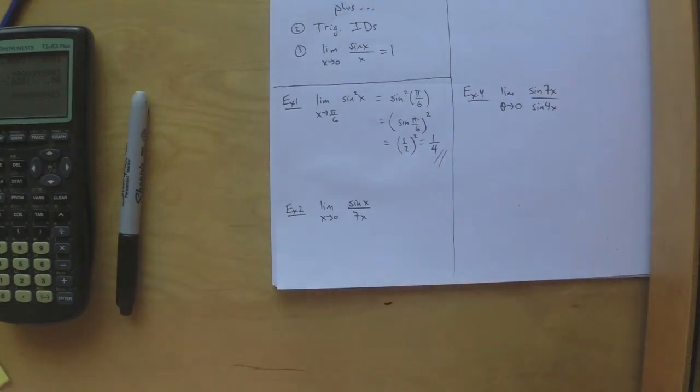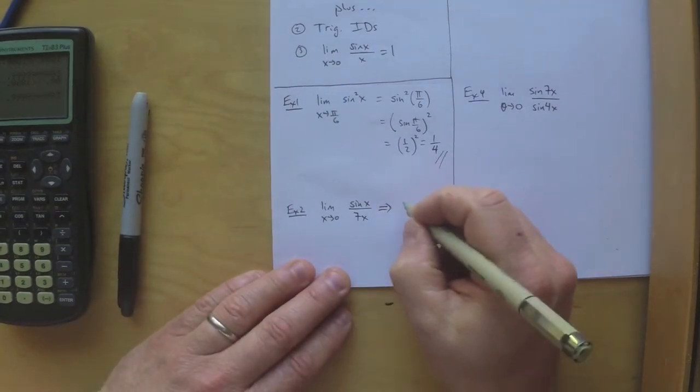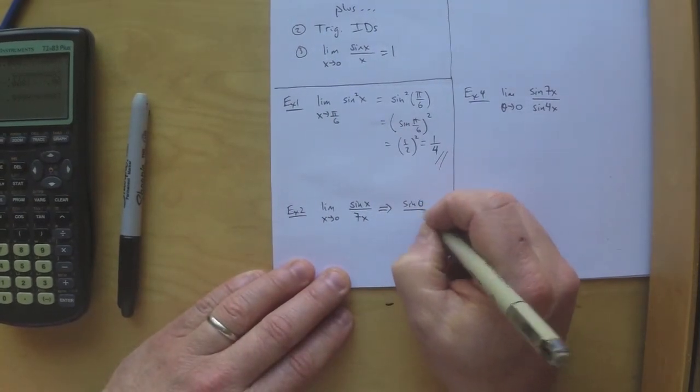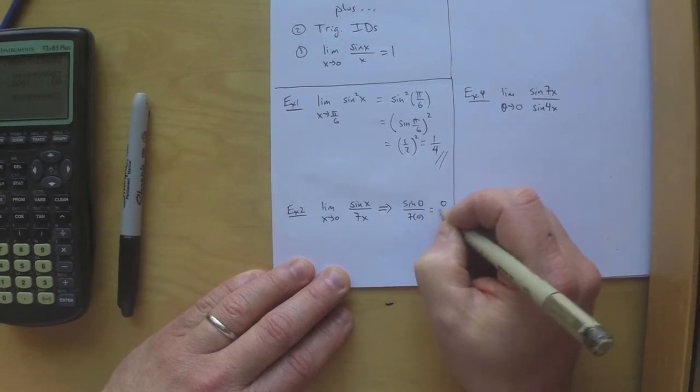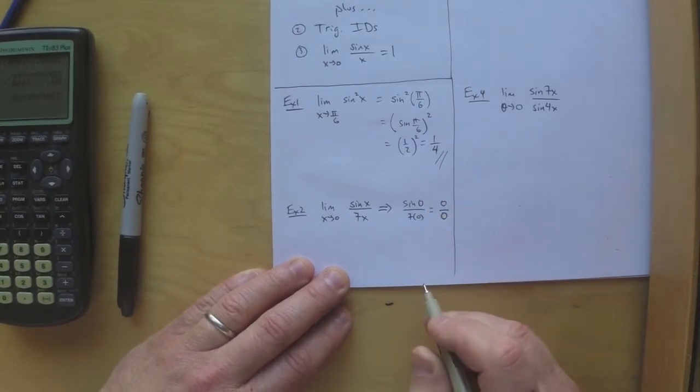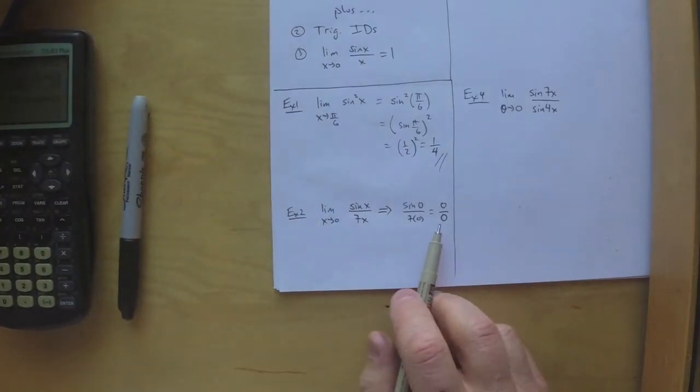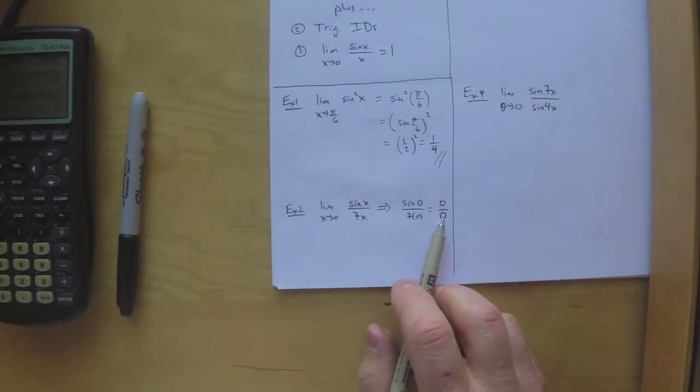Next one is sine x over 7x. So I would try plugging it in. So sine of 0 over 7 times 0. Sine of 0 is 0. 7 times 0 is 0. So I've got that, our little friend, indeterminate state.